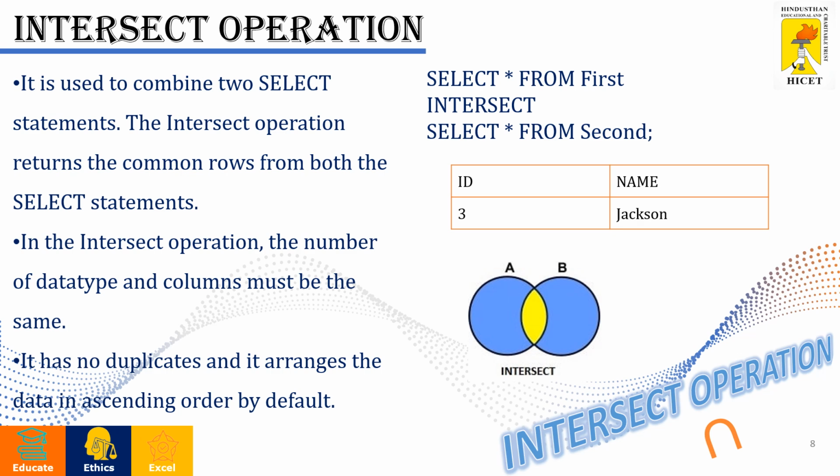The query for the intersect operation is select star from first table name, intersect, select star from second table name. When you do this intersect operation, the common values which are present in both the tables will be given as the result. Here also it will not have any duplication.